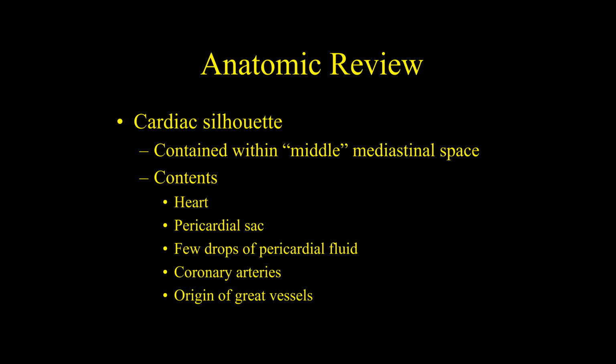When we look at the heart, and this is where it starts to get important radiographically, when we see the heart region on radiographs, we are looking at the heart, but we're not just looking at the heart. We look at what's called the cardiac silhouette. And the cardiac silhouette in an animal is located in the middle mediastinal space of the thorax. There's also a cranial mediastinal space, and there's a caudal mediastinal space, which we'll talk about in the next section.